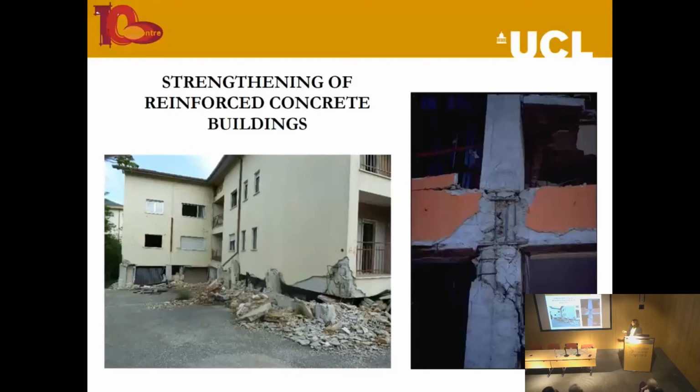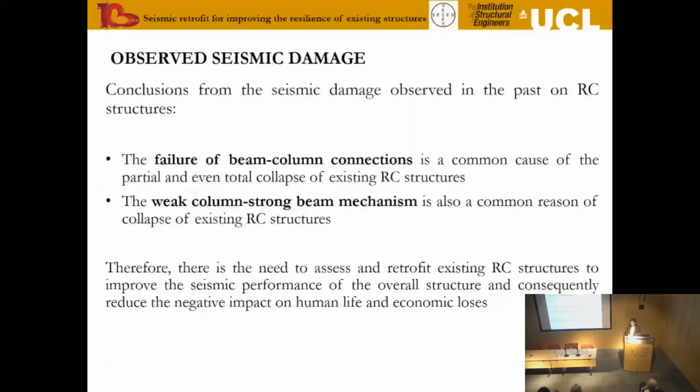And in other cases, again, failure at the beam-column connection, which has the same effect. Essentially, it's like having a plastic hinge at the top of a column. So again, it causes the devastating or drastic failure of these structures. Having said this, any strengthening procedure has to take these two sorts of failures into account.